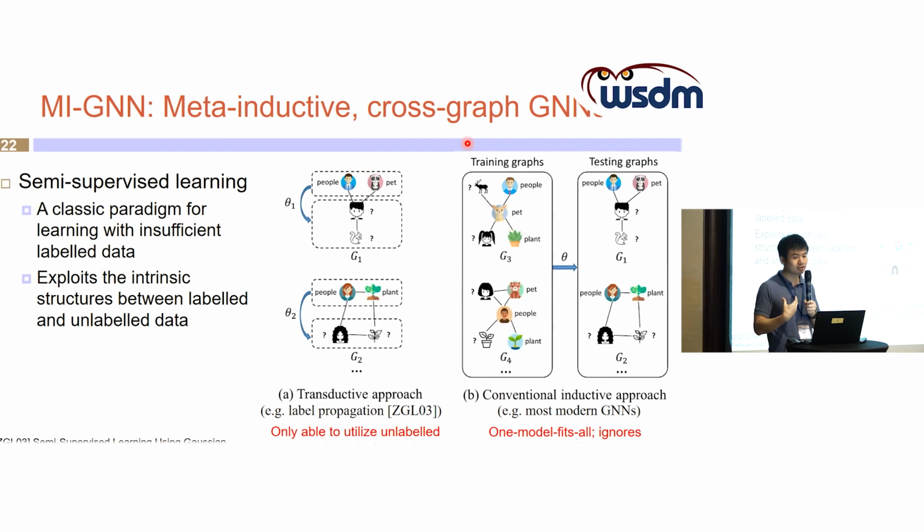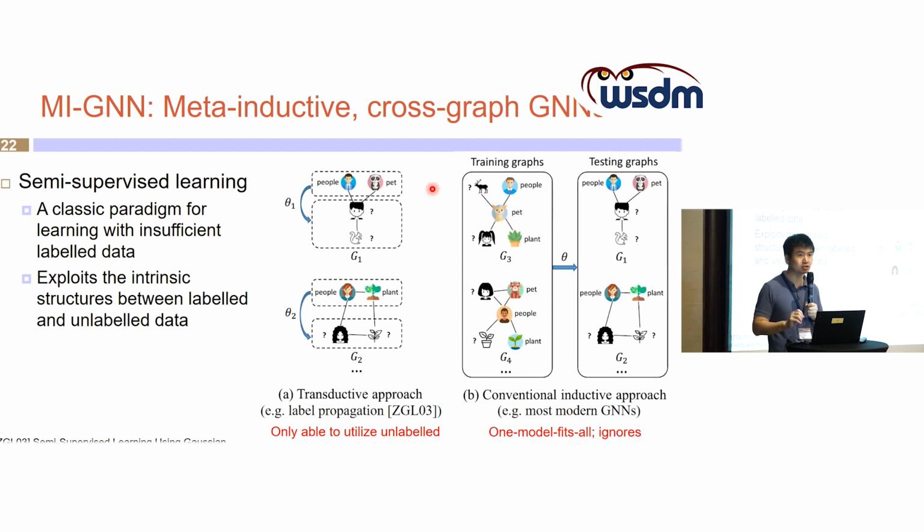The model weights can be applied to testing graphs, right? So the benefit of this compared to transductive is that you are able to leverage more training data. Not just restricted to one graph, but you can have a set of training graphs. But the problem is that here is a one-model-fits-all scenario. We just learn one model based on all these training graphs and try to make it inductive to all the testing graphs.